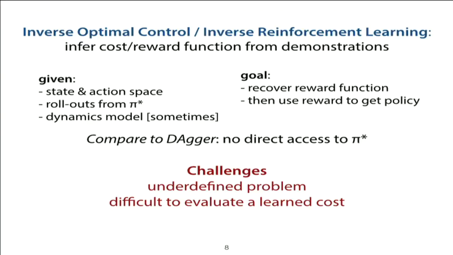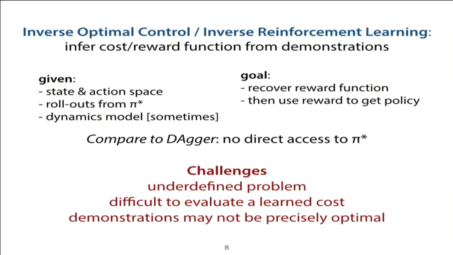Okay, so yeah, it's clearly a challenging problem. How do you actually evaluate this? Typically, one of the ways that people evaluate it is to solve for the optimal policy with respect to that reward function, and then compare the policy with respect to that learned cost to the expert policy. As you might imagine, that's a bit inefficient, and we'll talk about ways to deal with that later in this lecture.